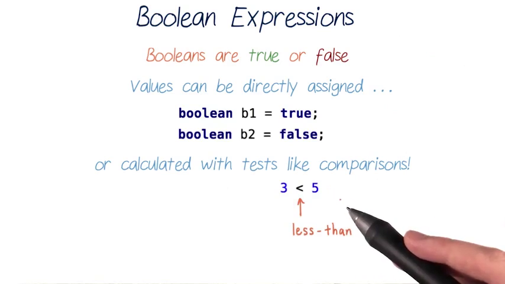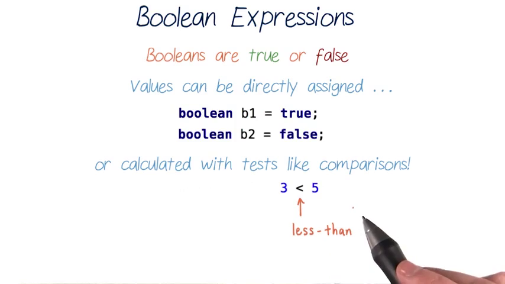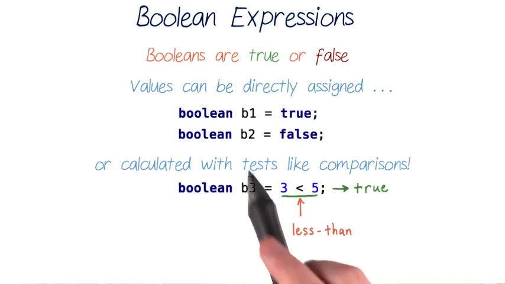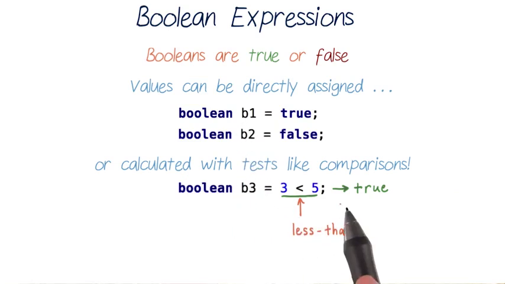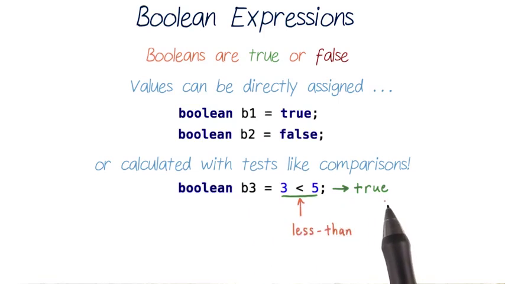This expression, which checks if 3 is less than 5, is something we know is true. 3 is less than 5. And in fact, this expression evaluates to the Boolean value of true. And we can assign that value to a Boolean variable like before. And let's name this one b3. So here, b1 and b3 are equal to the same value, true. But b3 is assigned to the value of this comparison and not to true directly.